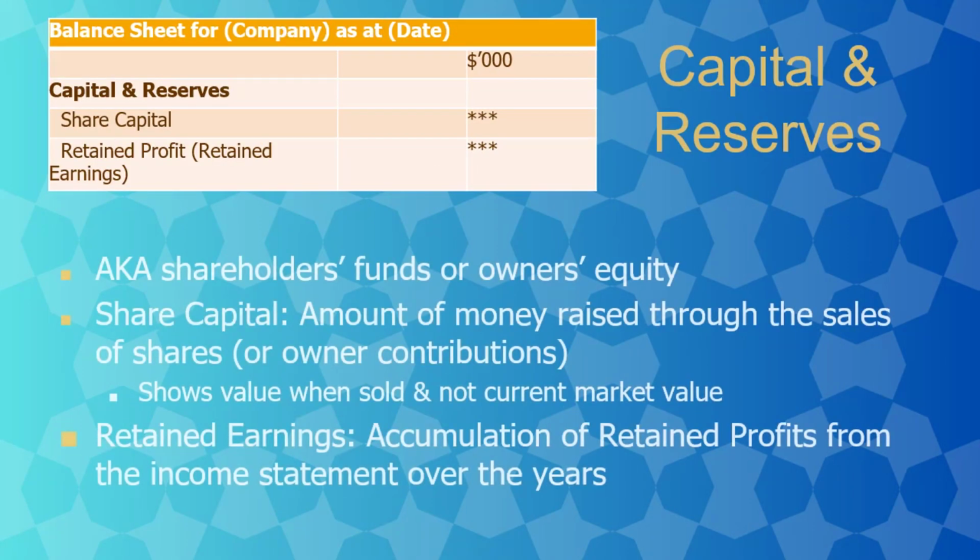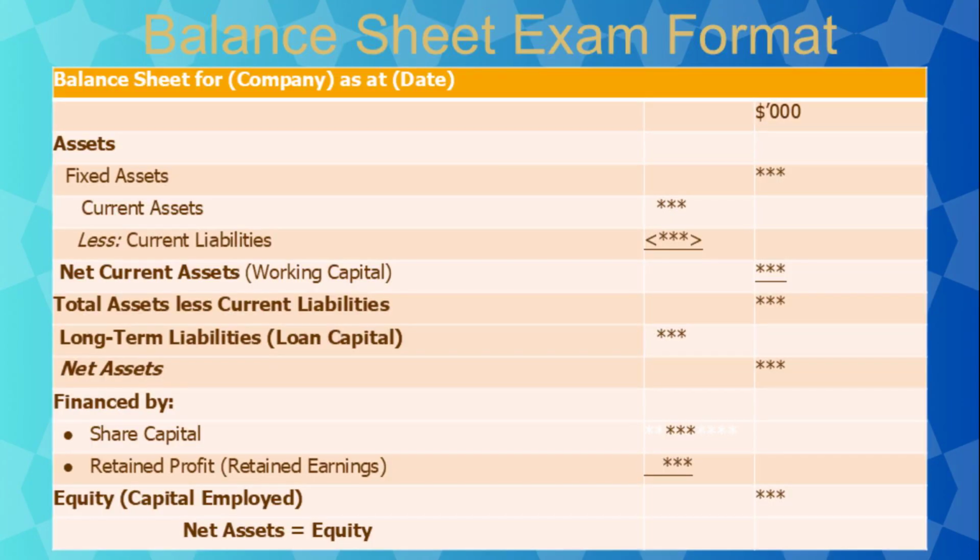Capital and reserves, also known as shareholders' funds or owner's equity, include share capital and retained earnings. Share capital is the money raised from selling shares, while retained earnings are accumulated profits. In exams, balance sheets follow a specific format, detailing assets, liabilities, and equity. Understanding this format is crucial for accurately preparing and analyzing financial statements.